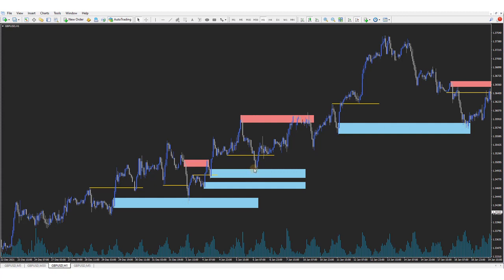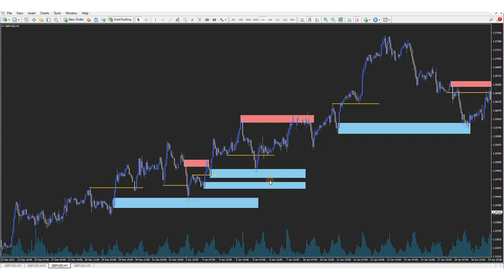This is the same with supply. If we have two supply zones very close to each other, just a few pips apart on the higher time frame, there's a big probability that there will be a spike or one big candle, or even a continuation of the move to the lower or higher zone. Please keep this in mind. This is very important.